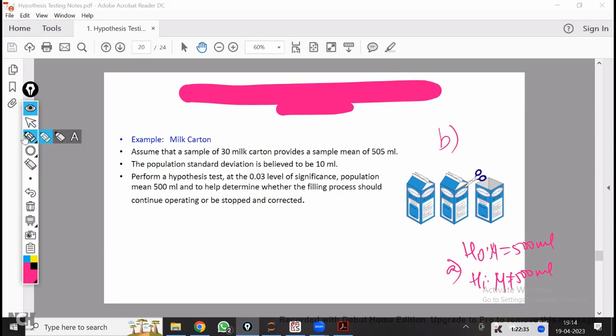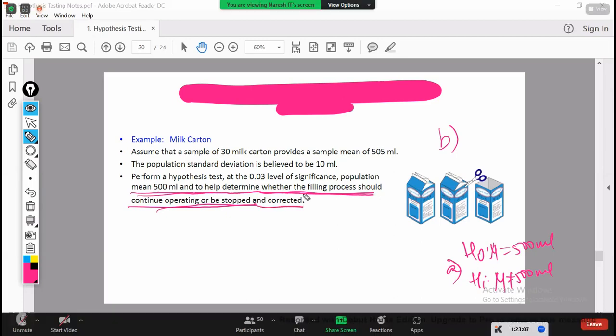So here, whether the filling process should be continued or stopped, and corrected. So they want to check with respect to their mean of 500 ml, to decide whether the filling process should continue operating or stop. Means if the machine is properly working, continue, or if the machine is not properly working, they want to repair. Right? Now here, in this question, "and corrected" means who is going to do the correction?